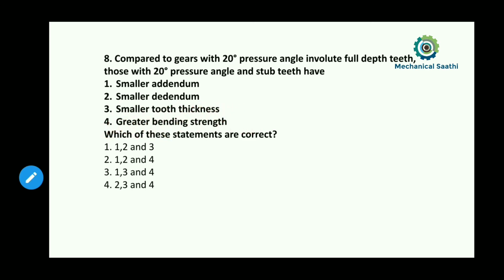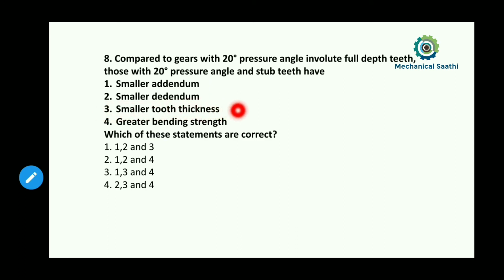Okay, so if we are comparing with the same angle, that is the same pressure angle, which is given as 20 degrees, and we are comparing a gear with involute full depth teeth and another with stub teeth. In the case of stub teeth, obviously there will be a smaller addendum as well as a smaller dedendum. But there will be no smaller tooth thickness.